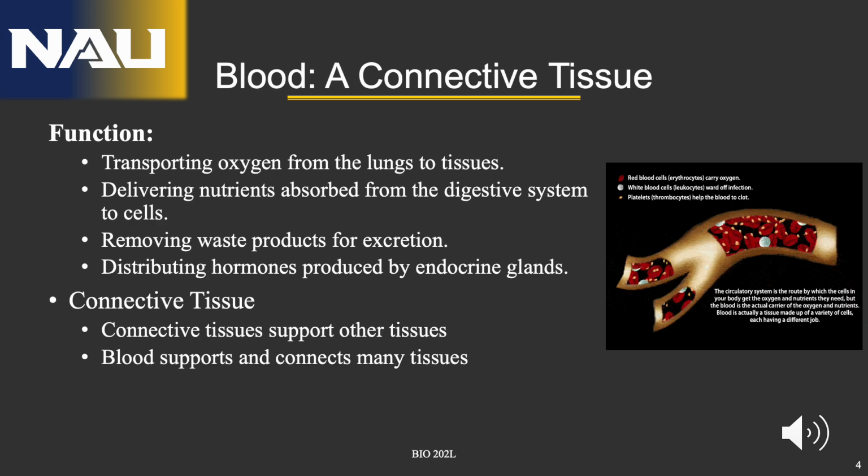It may be surprising, but blood is actually a connective tissue. Blood has several crucial functions. It transports oxygen from the lungs to tissues, delivers nutrients absorbed from the digestive system to cells, removes waste products for excretion, and distributes hormones produced by the endocrine system. As a connective tissue, blood supports and connects many tissues in the body, playing a vital role in maintaining overall physiological balance and health. This is known as homeostasis.